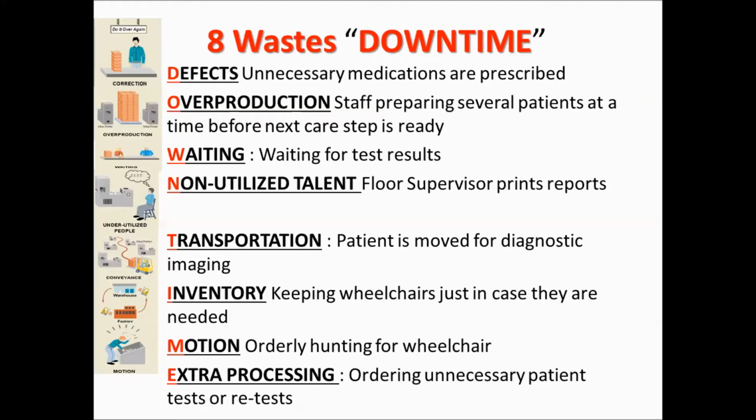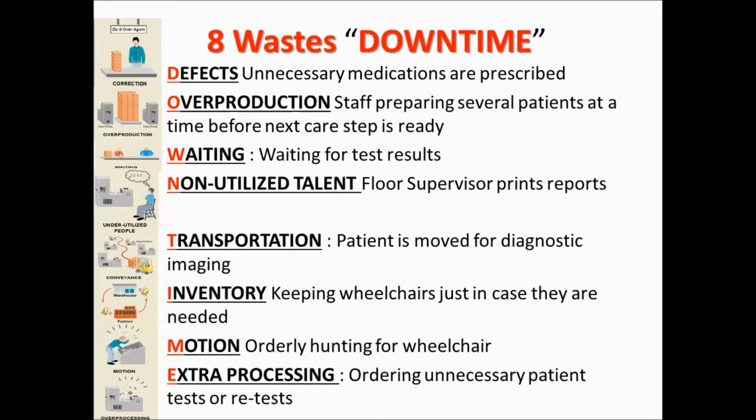The extra processing, extra steps that could be eliminated to make our process lean. When you write down the map of the process, you have to think about these 8 wastes if they are present, and think about how to overcome them, to decrease the defects, to eliminate the waiting time, to decrease the overproduction, to be optimized.